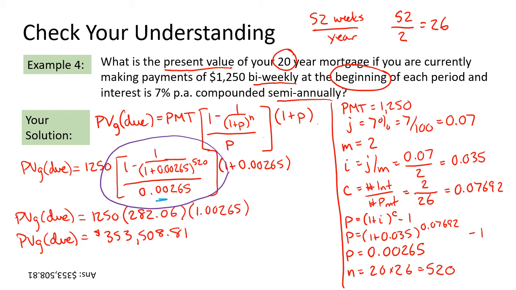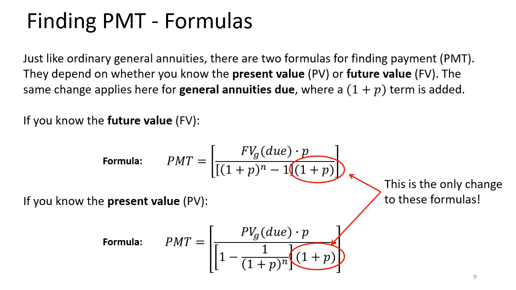This area in brackets is where I see a lot of mistakes being made, whether it's order of operations or whether it's not carrying enough decimal places by students. So our last item for this lesson, again, is finding what your payments would be, okay? And what that depends on is whether you know the future value or the present value. So that hasn't changed for any of the types of annuities that we've done so far.